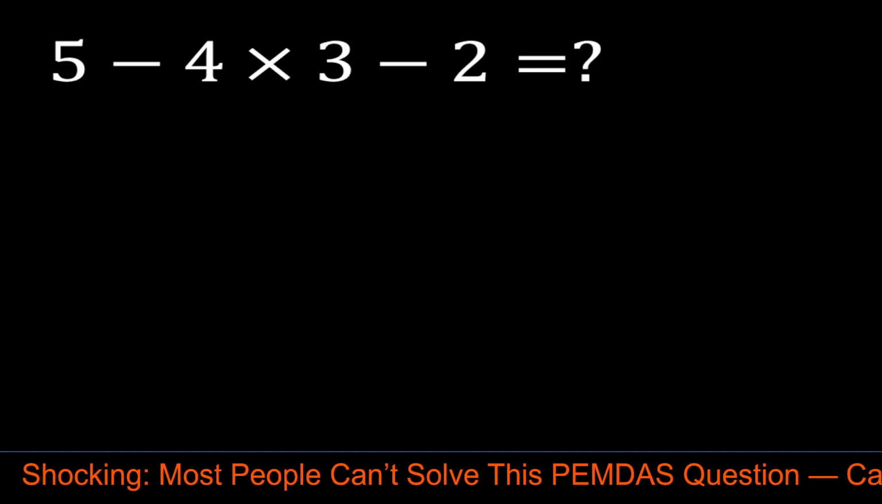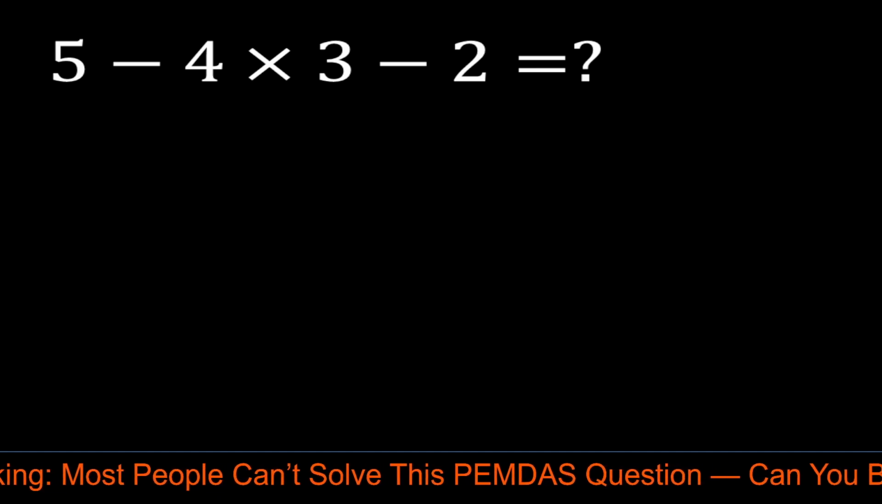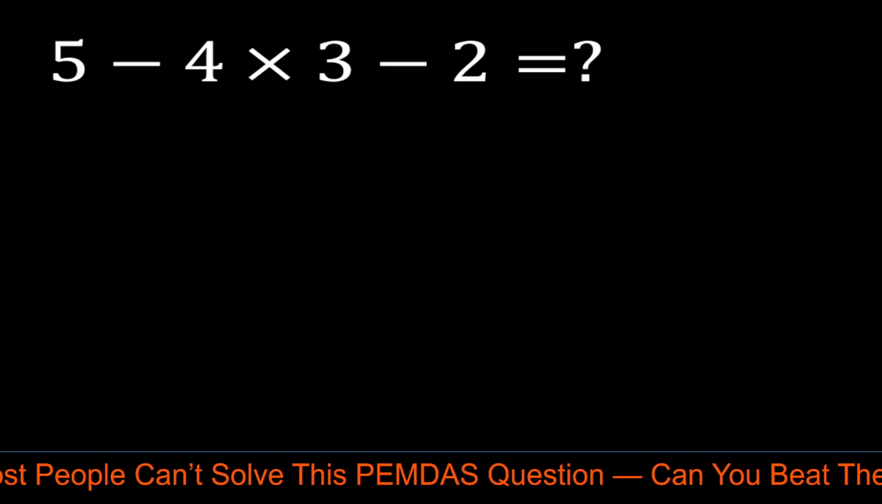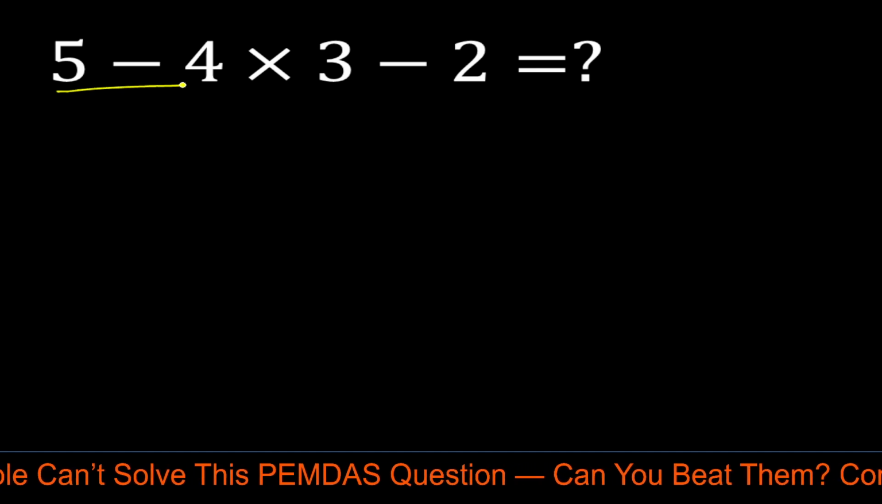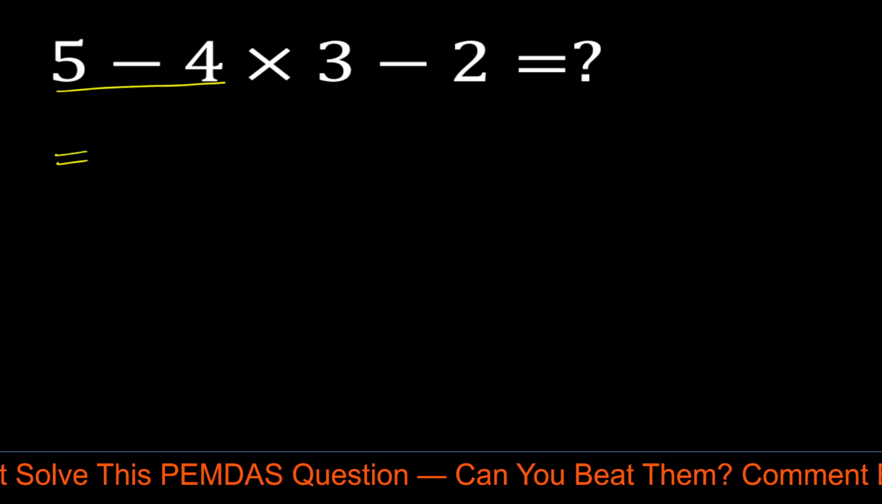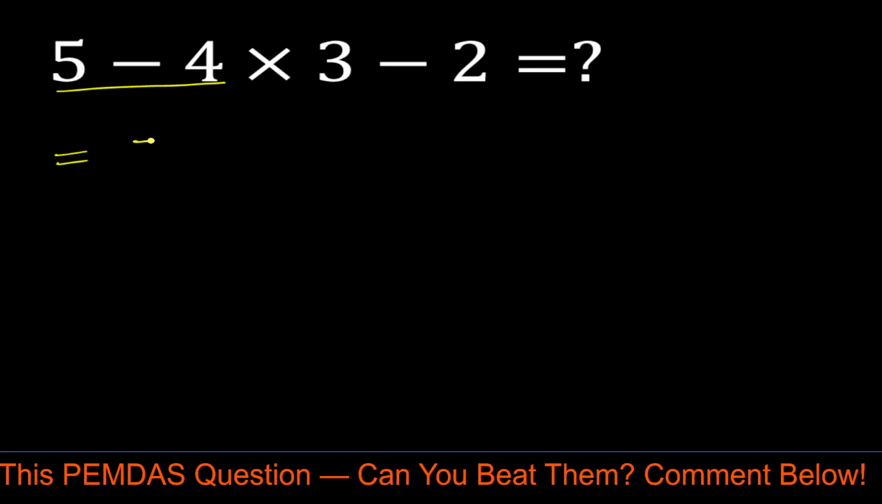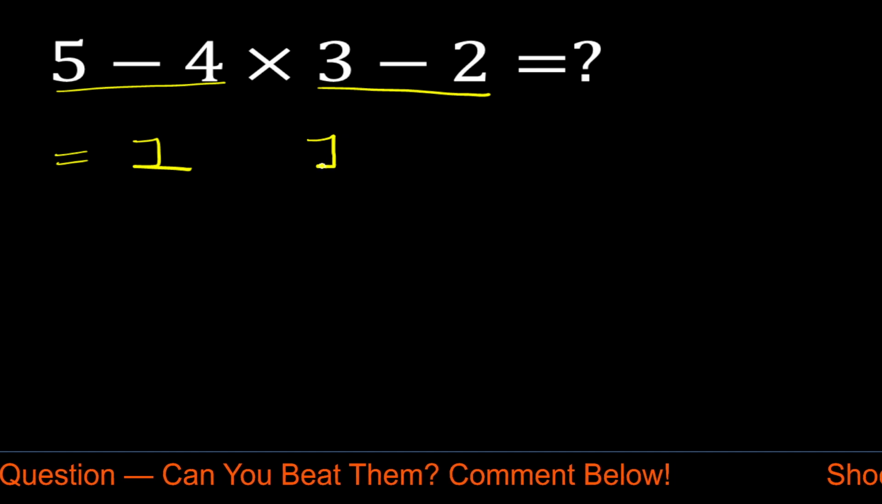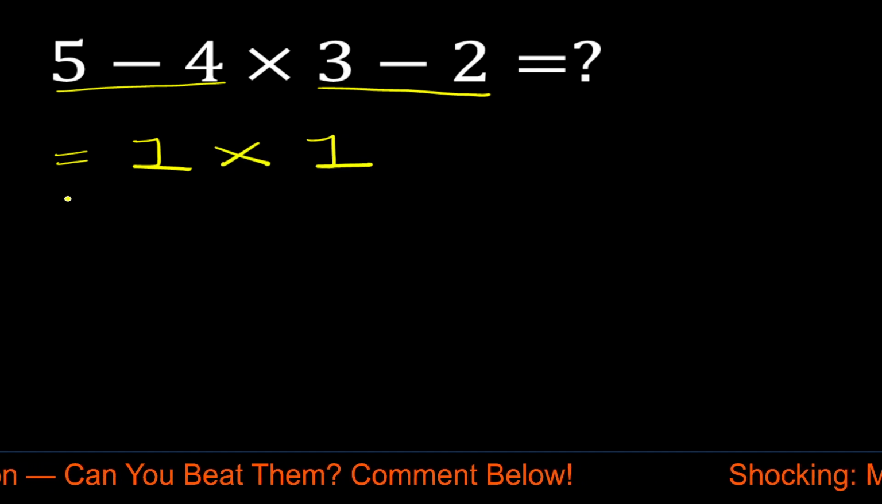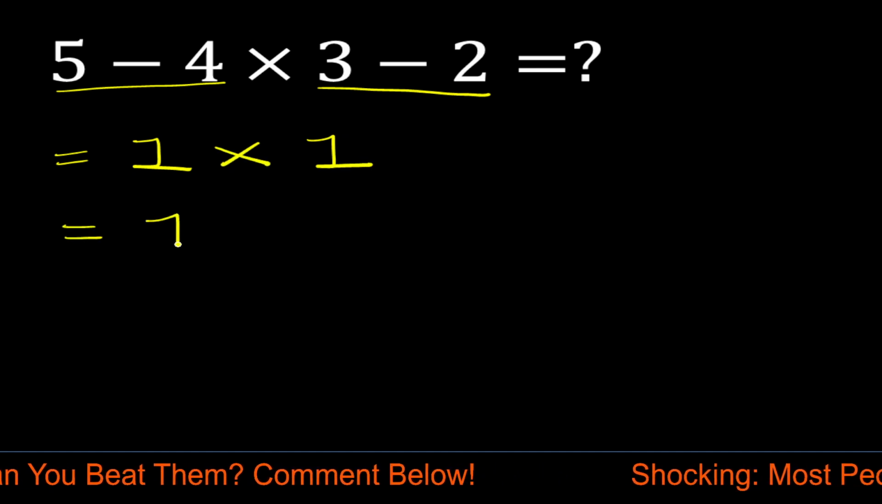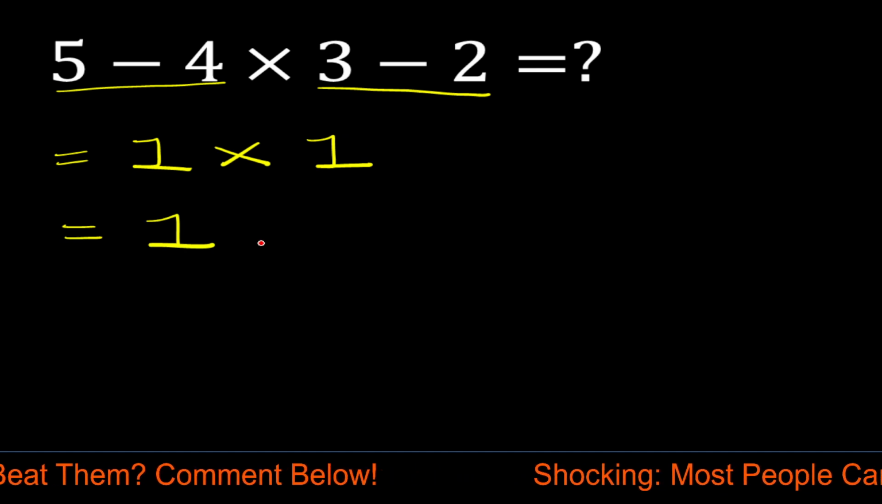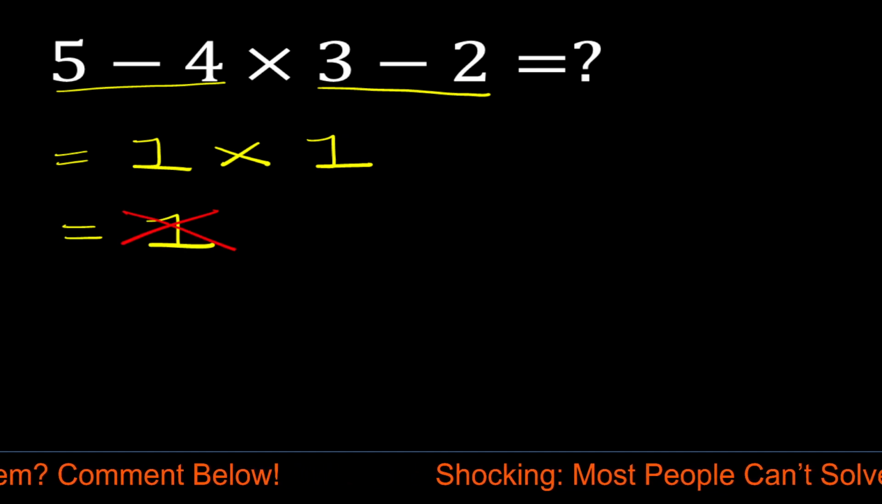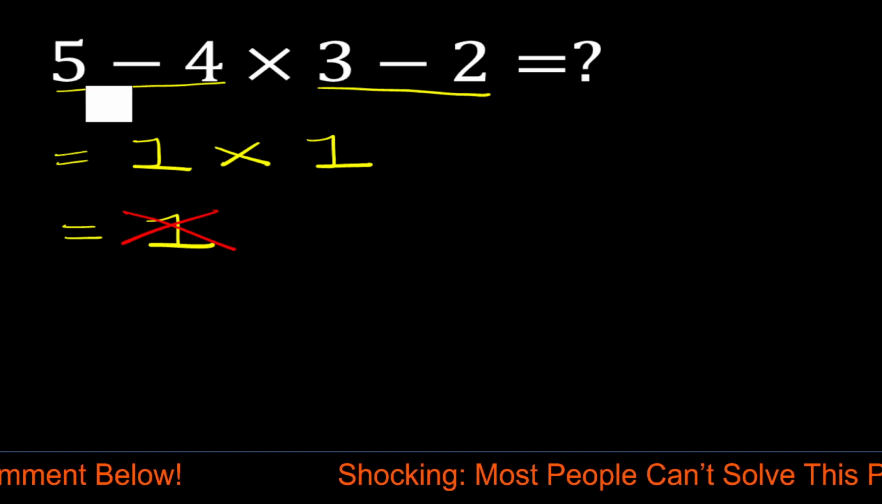So most people solve this question like 5 minus 4 is equal to 1, right? Then again 3 minus 2 is equal to also 1. Now 1 times 1 is equal to 1, right? But this answer is not correct. This answer is completely wrong.